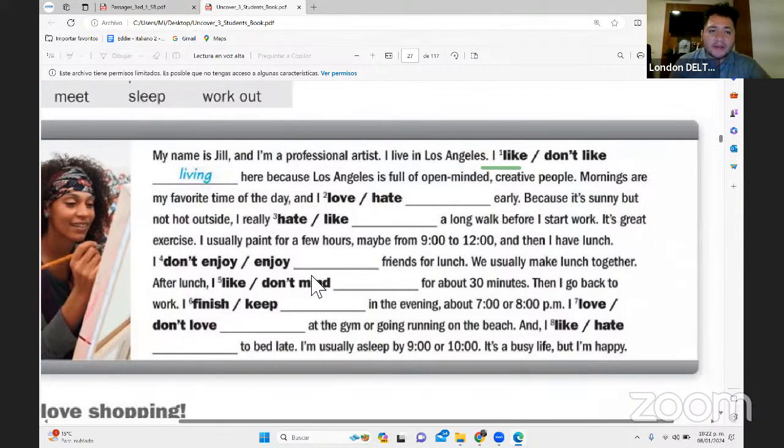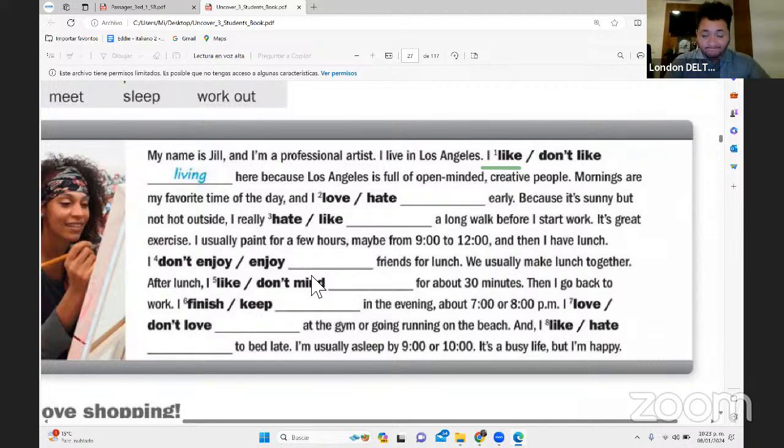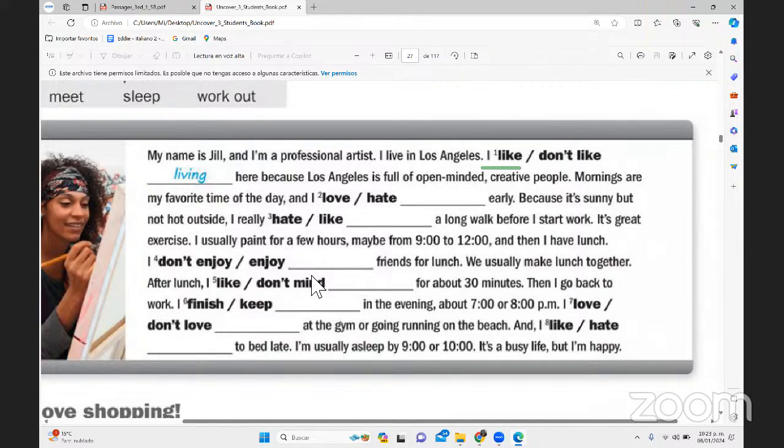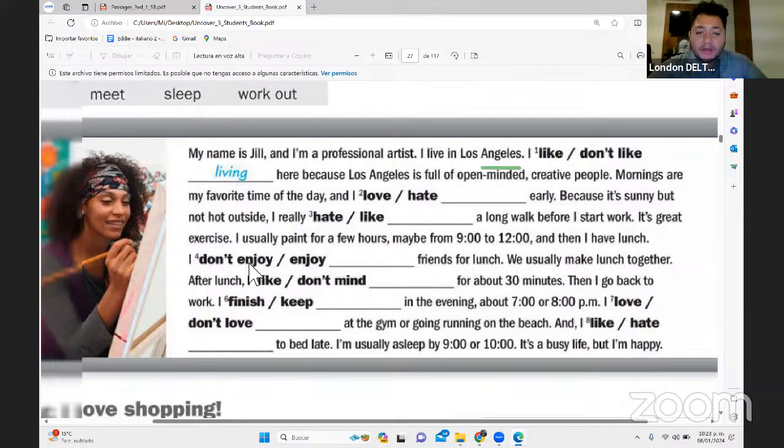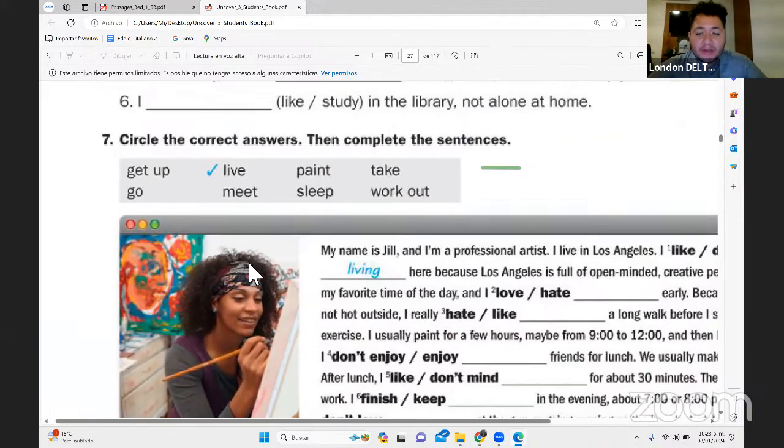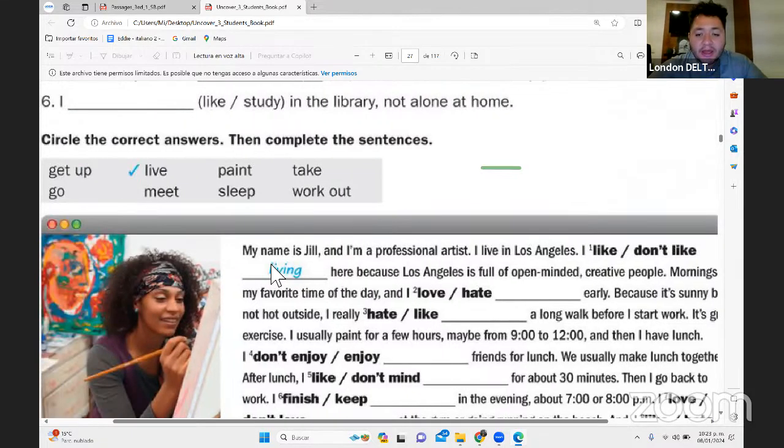Can I ask, please, Oscar, can you please read desde mornings y completamos hasta early, please? Okay. Mornings are my favorite time of the day. And I love getting up early because it's sunny, but not hot outside. I really hate taking a long walk before I start work. Okay. So the first one is mornings are my favorite time of the day, and I love or hate.